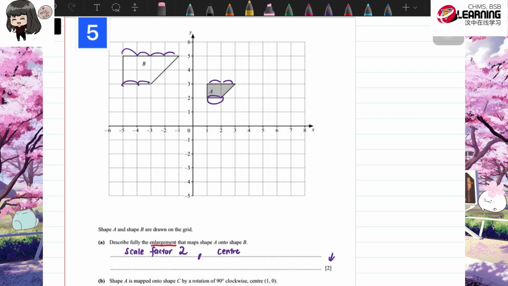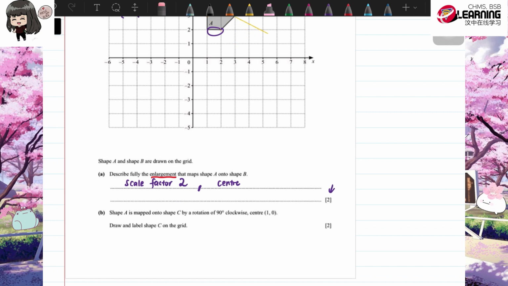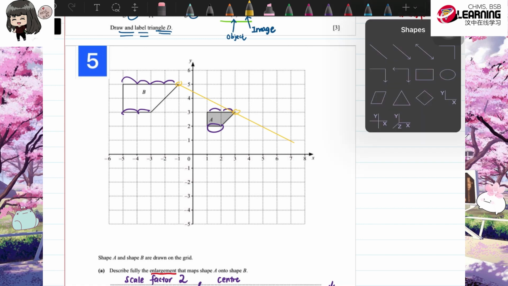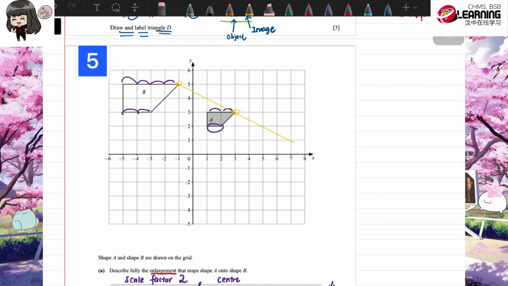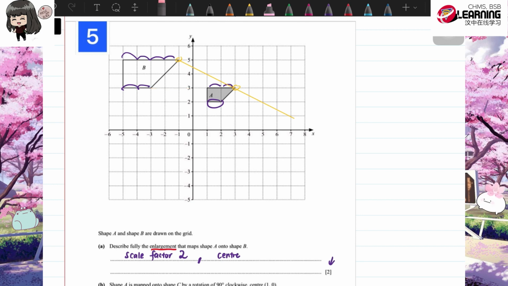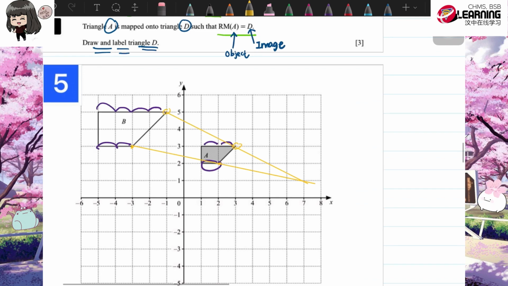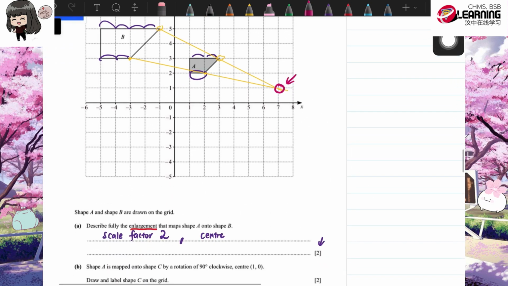You draw a straight line connecting from this point to this point. You draw longer, and then you pick another point. Let's say I choose this point and this point. So I draw a line connecting the 2 points. And you can see that the center is here. You can try drawing a line from this point to this point, you draw longer, and this point to this point, you draw longer. This will be your center, which is (7, 1).